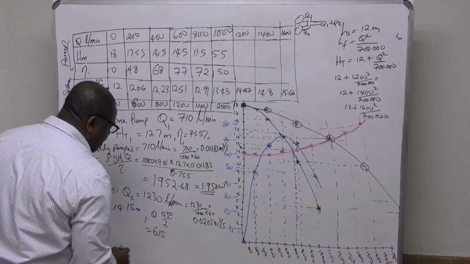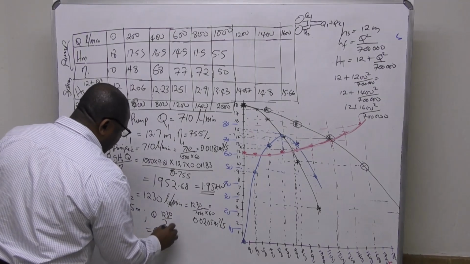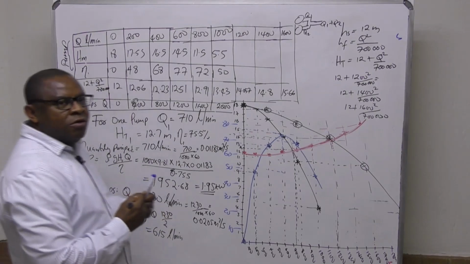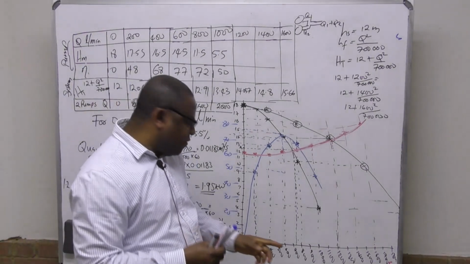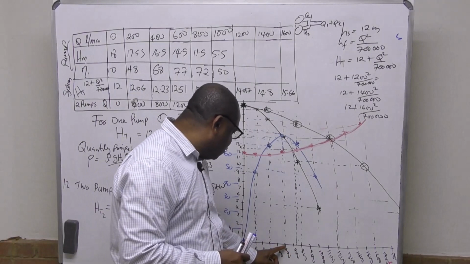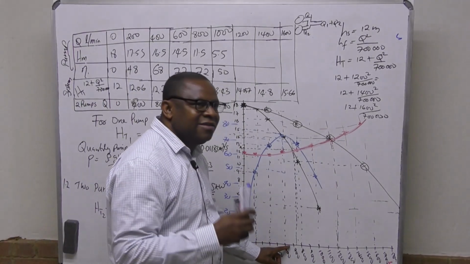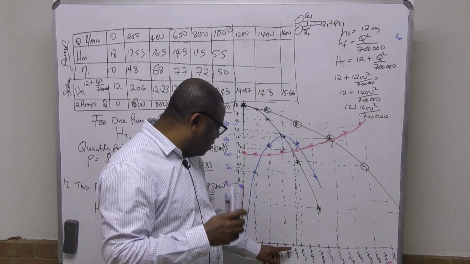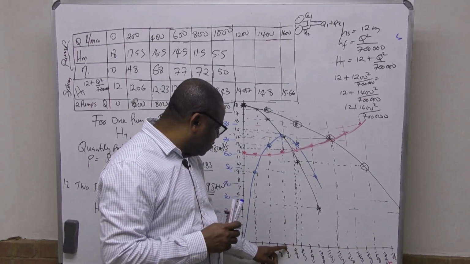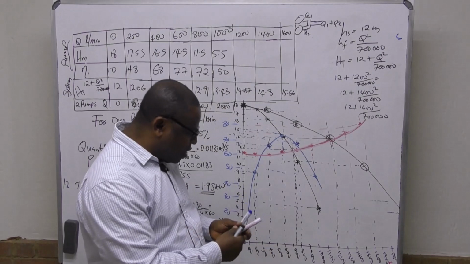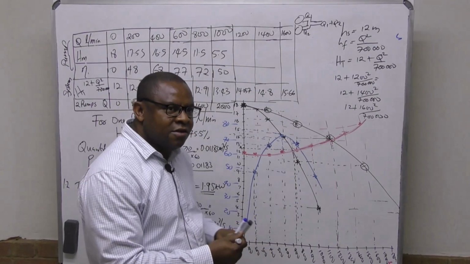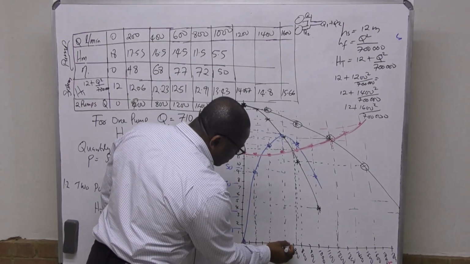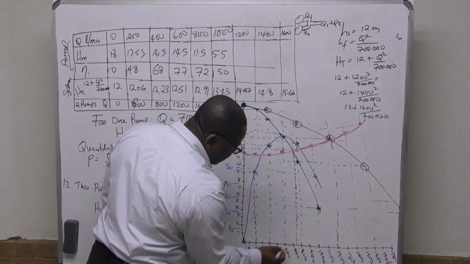615. Okay, liter per minute. So I'm just going to look for 615. This is 600. This is 700. So I need to trace that. Trace this. This is 650 half.